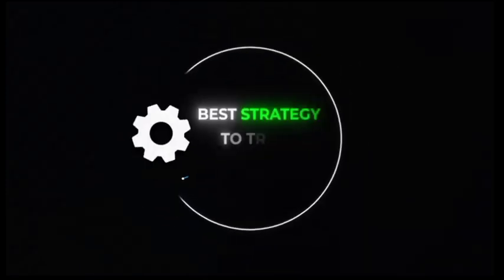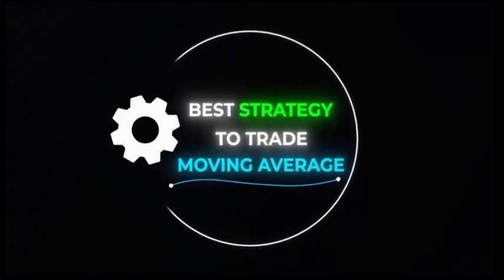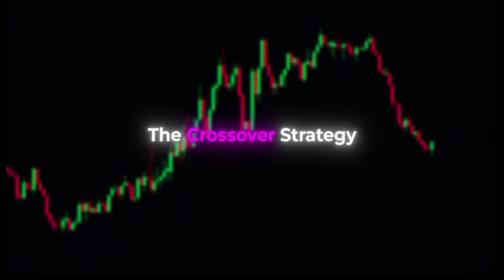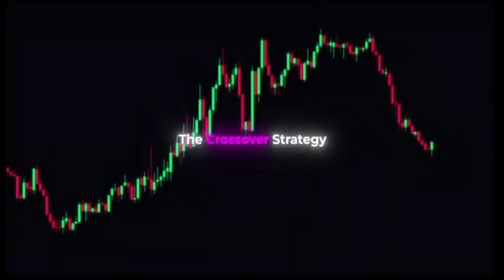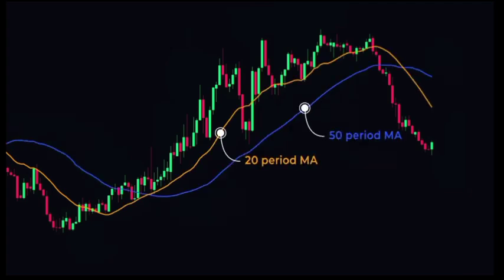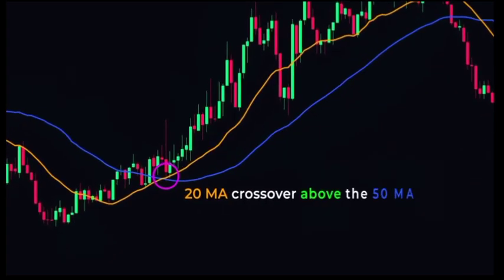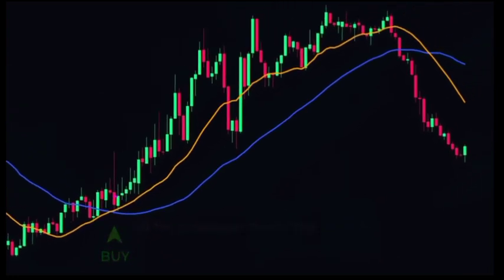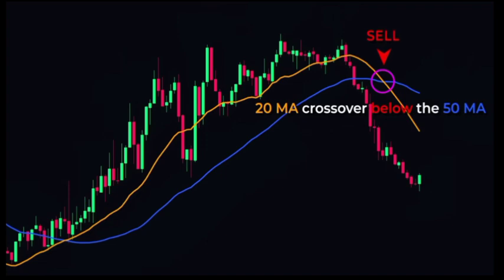And so, let's get into the best strategy for trading the moving average indicator, called the crossover strategy, but it's not the typical one you've probably seen everywhere. Here's how most traders do it. First, they'll apply two moving averages with different periods, like the 20-period and the 50-period. When the faster moving average crosses above the slower one, traders usually take it as a signal to buy. If it crosses below, they take it as a signal to sell.